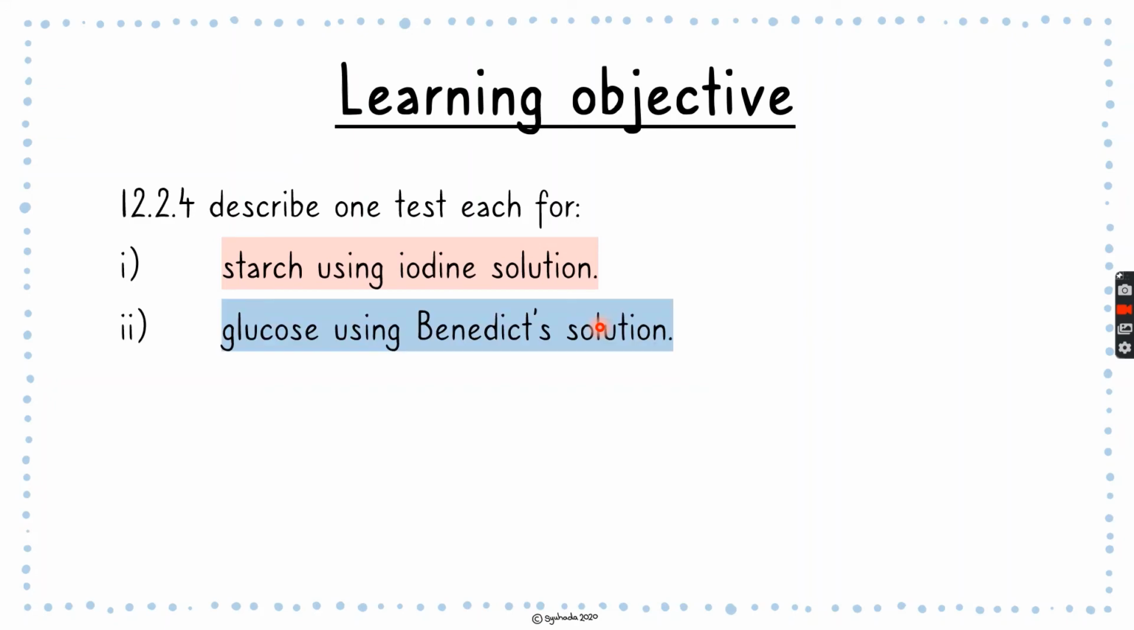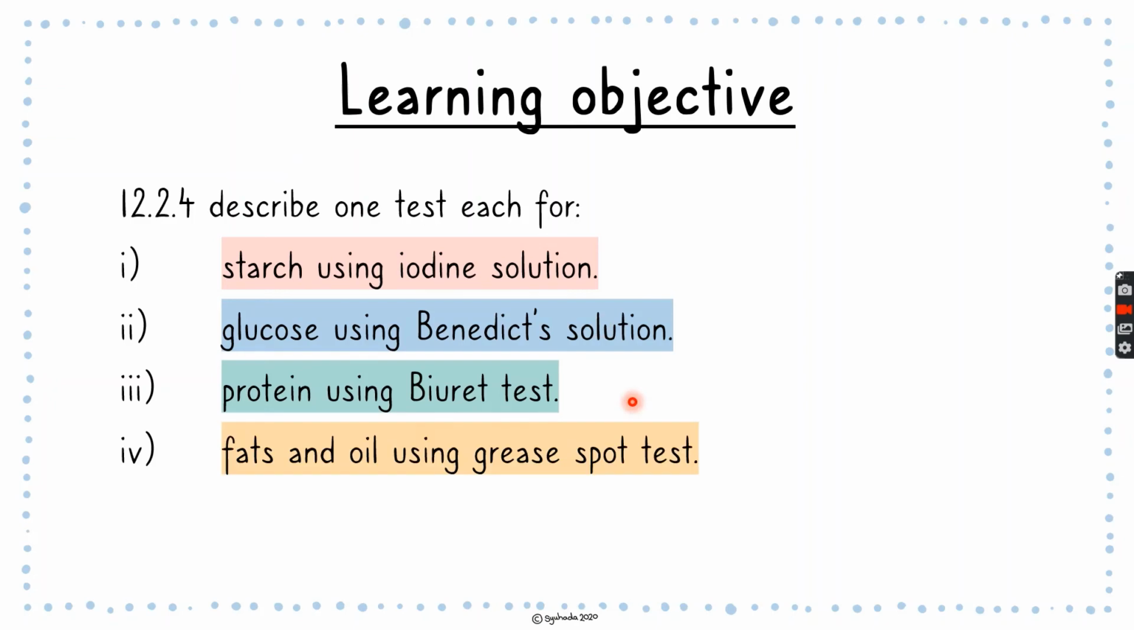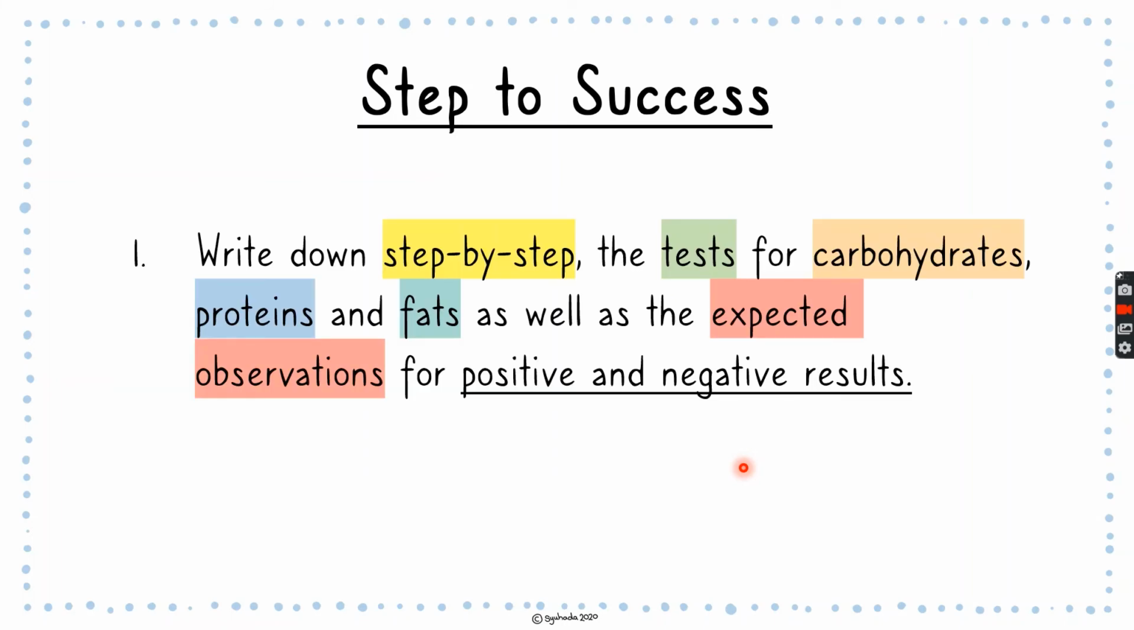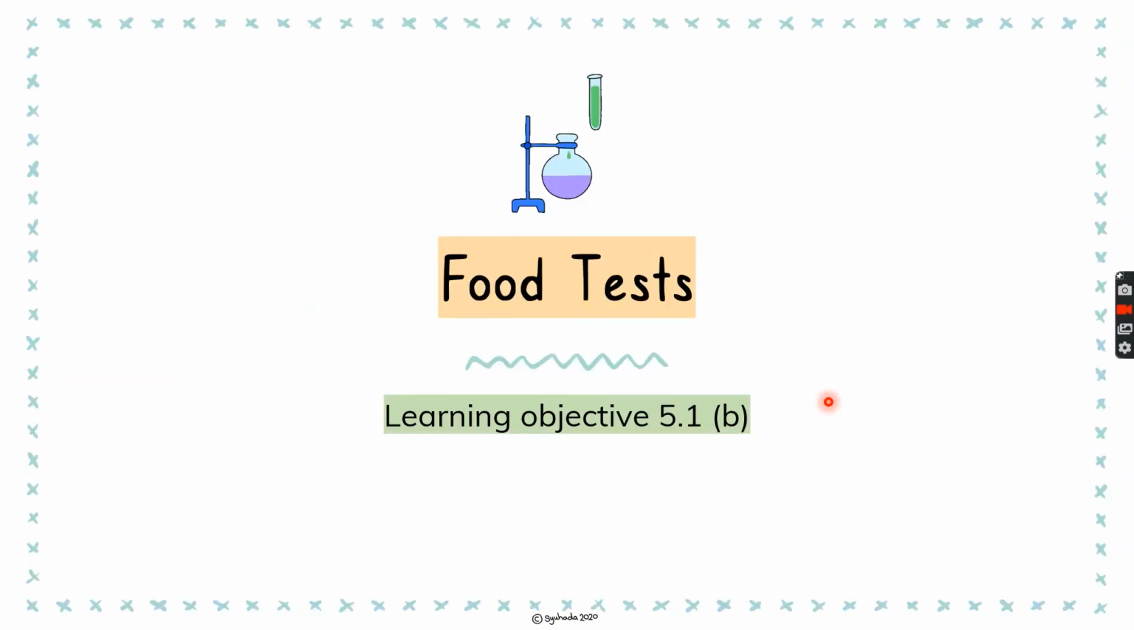So starch using iodine, glucose using Benedict's solution, protein using the Biuret test, and fats and oils using the grease spot test, but I'm also going to explain to you this test called the ethanol emulsion test. So how do you study this? You need to write down step by step the test for carbohydrate, protein, and fat, and also all of these things, like if it's a positive test, what are the results? If it's a negative test, what are the results?